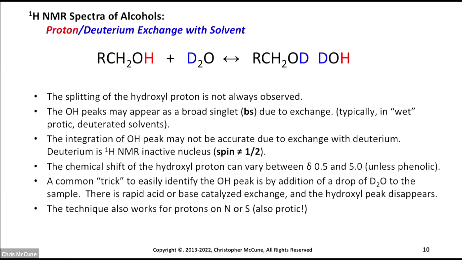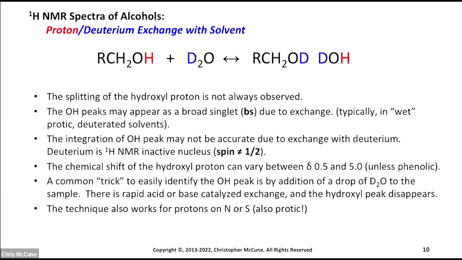Okay. A common trick to easily identify the OH peak in practice is by adding a drop of D2O to the sample. Okay. If you add D2O in, there's going to be this rapid exchange of the proton for the deuterium, and that hydroxyl peak will now disappear when you retake the NMR. So you can see exactly which peak was the OH peak by doing that. The technique also works for protons on nitrogen or sulfur as well, because they're also protic. Okay. So that's really something you're not going to worry about right now, but when you go into a lab, or if you need to analyze an NMR and there's these sort of things happening, that becomes important to think about.